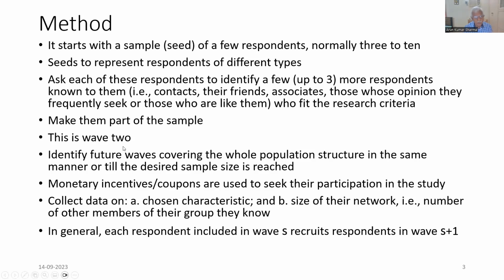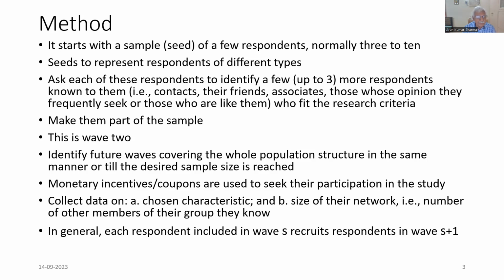This is wave 2. First was the seed, then each individual in the seed suggested names of up to 3 individuals, or maybe 4 or 5, up to 10. And these individuals in the second stage are called respondents of wave 2. Similarly, identify future waves covering the whole population structure in the same manner or till the desired sample size is reached.